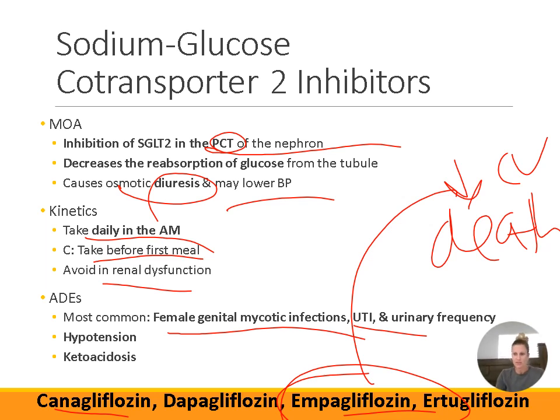Ketoacidosis is also possible, so caution in patients who are at high risk for ketoacidosis. So patients who abuse alcohol, patients who are calorically restricted, so like restriction of calories related to surgery or illness. All of these patients, so alcoholics or caloric restriction, they're at increased risk for ketoacidosis.